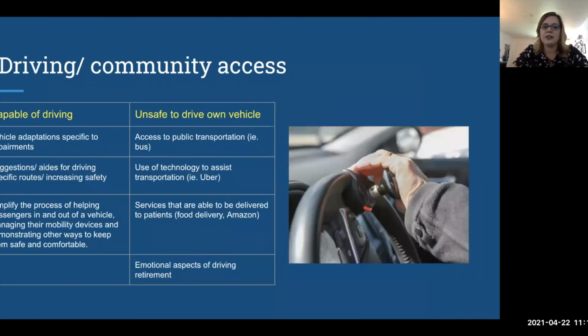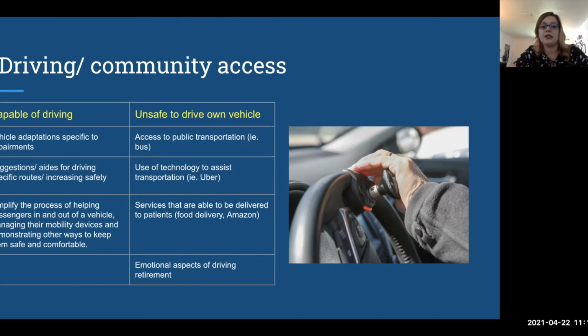The next topic we have is driving and community access. While many patients in assisted living facilities have forfeited their driving privileges, access to transportation is commonly something that my patients struggle with, especially those that have limited family support. So if a patient is deemed capable and safe to drive, an OT can assist with vehicle adaptations that are specific to their impairments. We could suggest aids or driving specific routes for increased safety. And we can simplify the process of helping the passenger in and out of the vehicle, managing their mobility devices, and demonstrating other ways to keep them safe and comfortable.